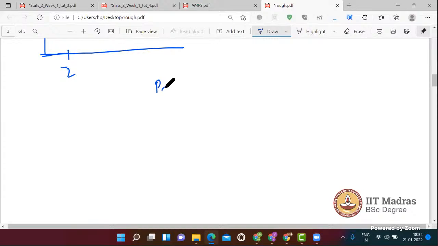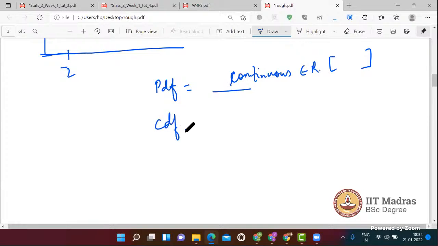So if you're having some sort of PDF function, and you're telling it is valid, that means it is continuous for all R or whatever the range has been given. If you have to calculate the CDF, it is simply the integral of the PDF. So I can't be sure, but it should be fine, I guess. It should be a valid PDF.